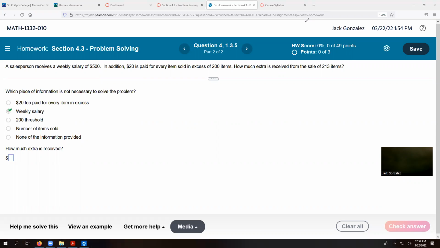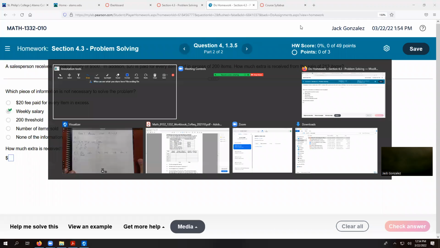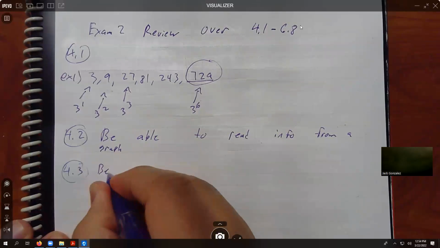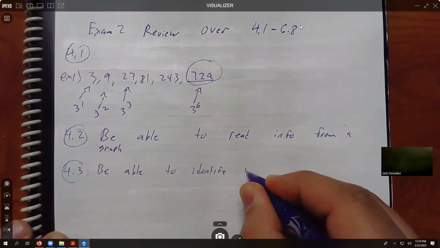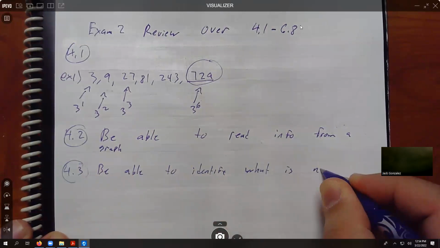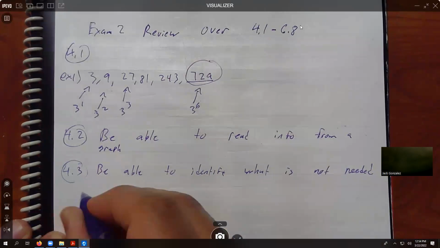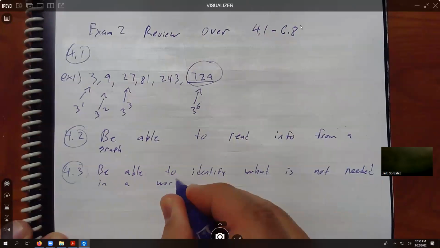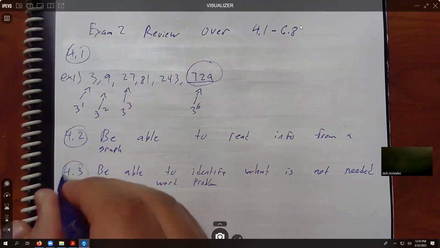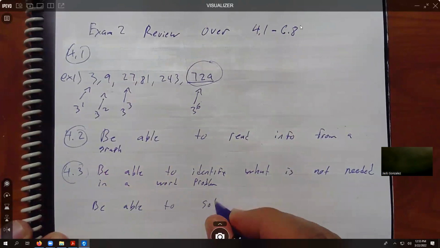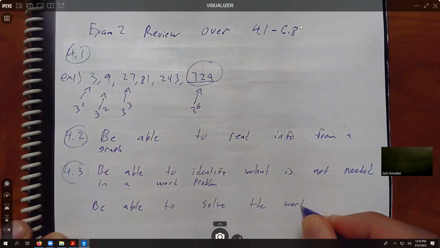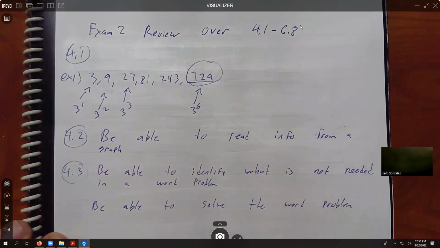Okay, so 4.3, make yourself a note here. Able to identify what is not needed in a word problem. And of course, be able to solve one. All right, so that's one there.